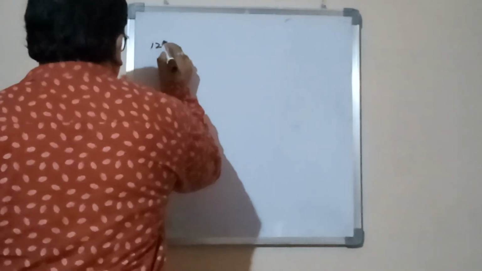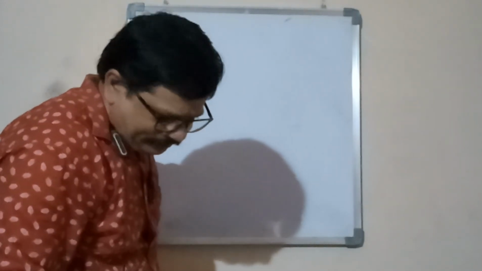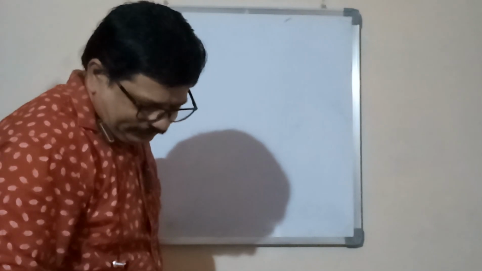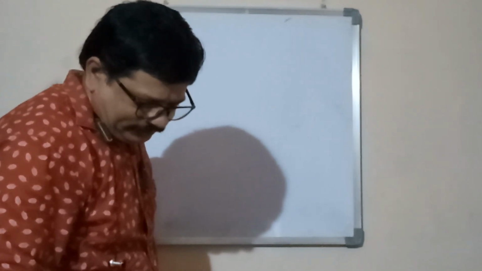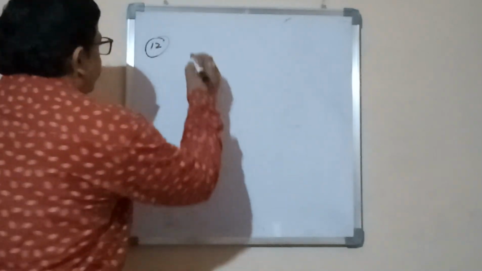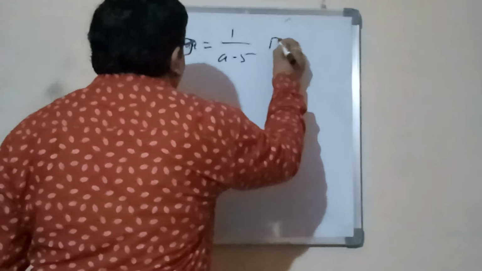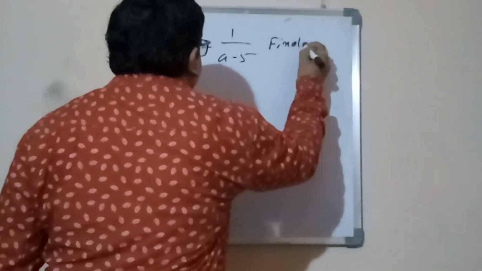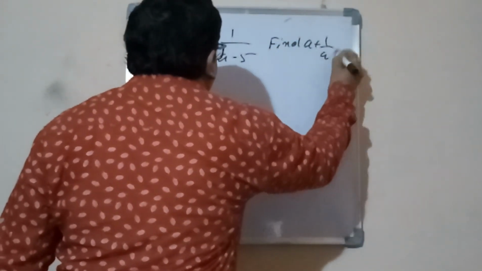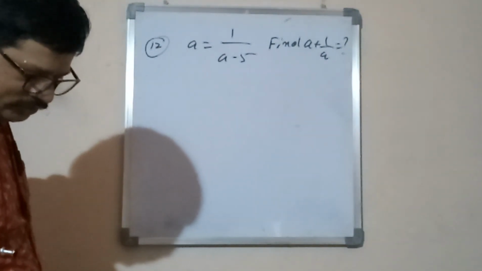Now, the next bit. Look here. Very easy. Simple logic. a equals 1 by a minus 5. Find a plus 1 by a. Now, very easy question.